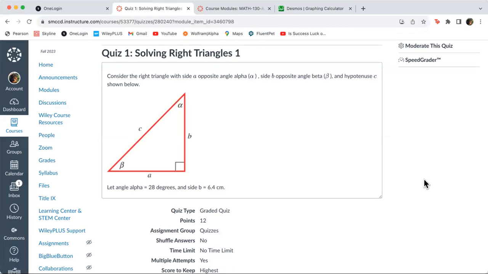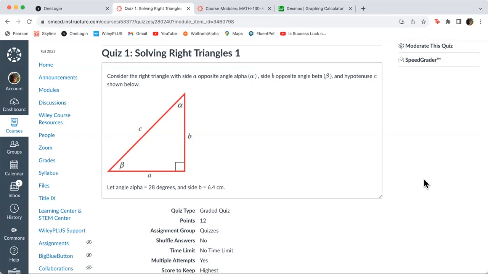Here is a typical setup. I have a triangle set up generically with alpha, A, and beta, B, and C is the hypotenuse, and I've given you 3 pieces of information. So in our standard setup, we've got side A opposite angle alpha, side B opposite angle beta, and hypotenuse C. And I've given you that alpha is 28 degrees and side B is 6.4 centimeters.